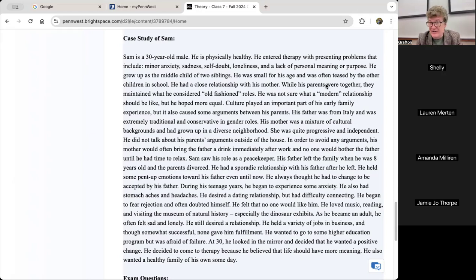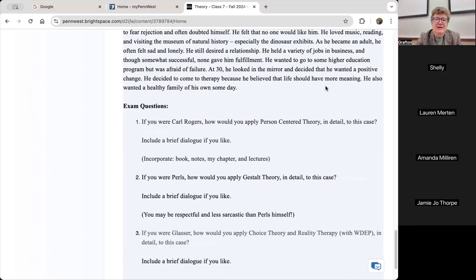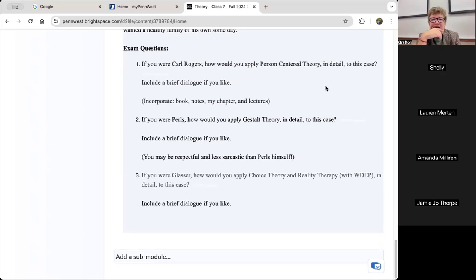I would pick one to discuss in the session and one to discuss in future sessions. That's easy. All right, questions about the case scenario. Okay, so questions. If you were Carl Rogers, how would you apply person-centered theory in detail to this case? Include a brief dialogue if you like. Incorporate book notes, my chapter, and lectures.